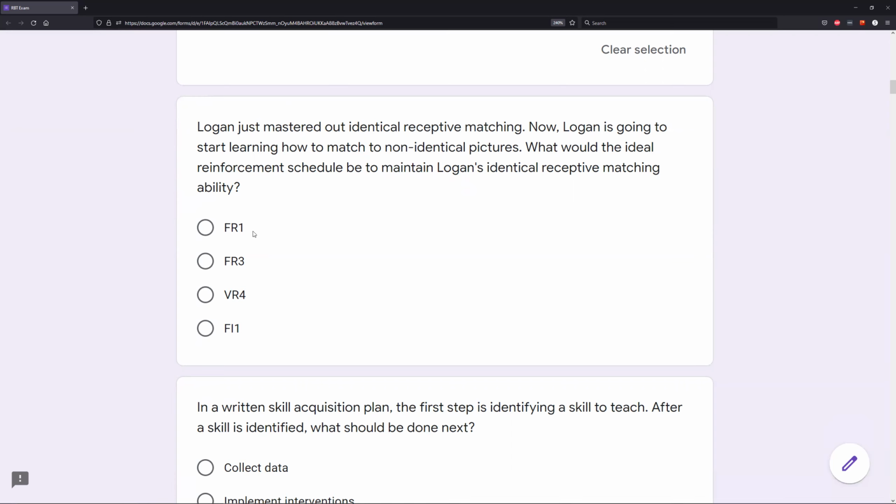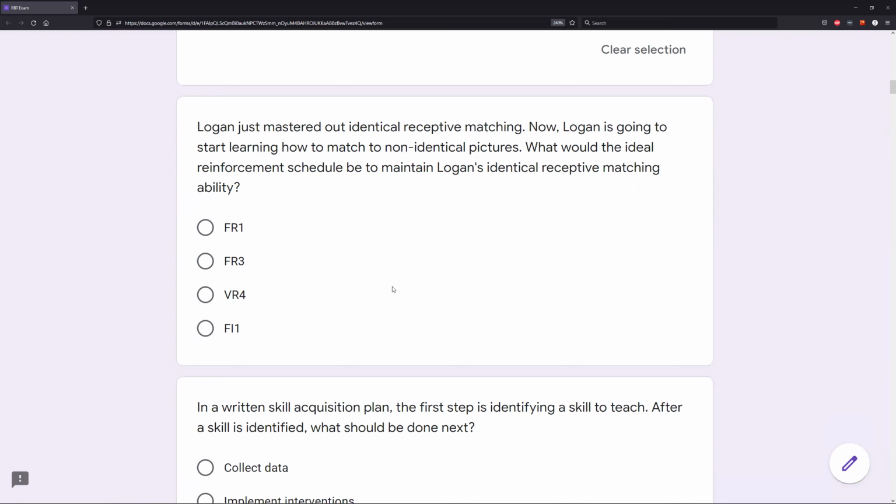So FR1 is continuous reinforcement. FR1 would be great to teach our new skill, but when we want to maintain a skill, we need to fade that out. We shouldn't be reinforcing every single time someone does a skill we're trying to maintain, okay? Again, FR1 is great for teaching. We're looking to maintain. FR3 is still pretty thin. It's better than FR1, but it's still very thin. We only need 3 responses to get reinforcement. Remember, we want to maintain this behavior, okay? We're not teaching it.